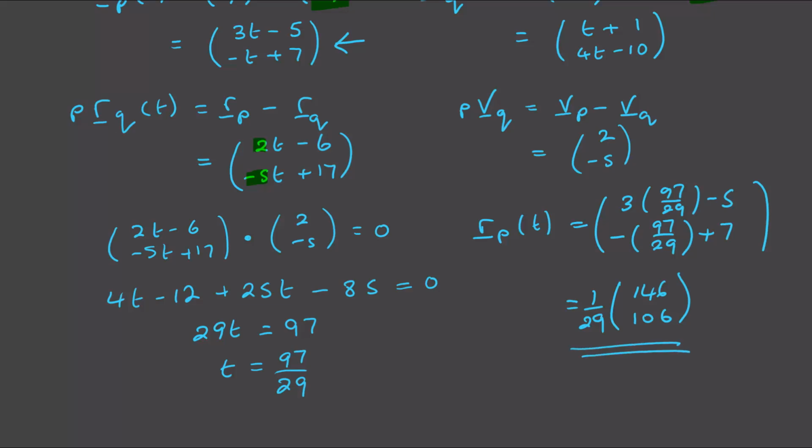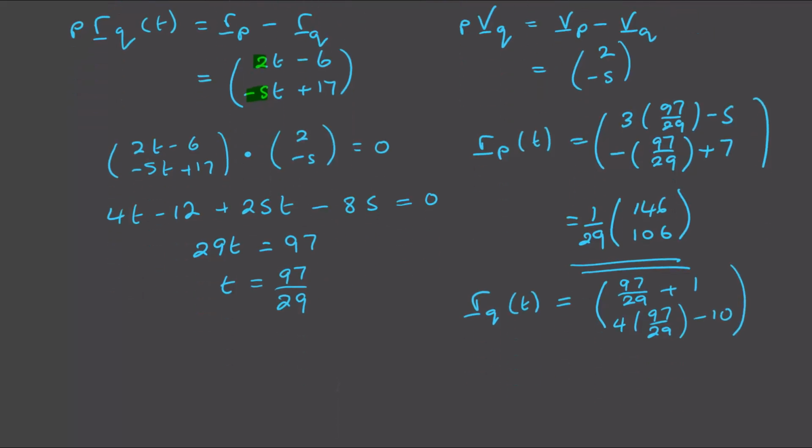And then we can use this expression up here for RQ. So RQ at time t would be equal to (97 over 29 plus 1, and 4 times 97 over 29 take away 10). So let's see what that gives us. And that gives us (126, 98), and I've taken the 1 over 29 out front.